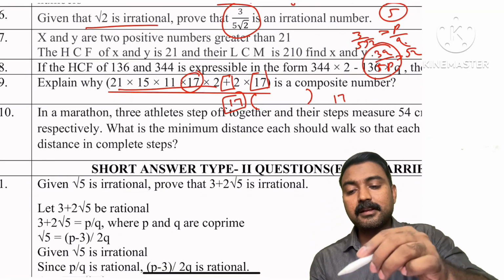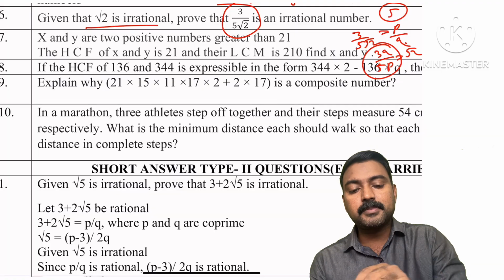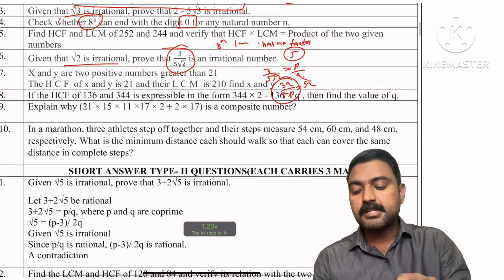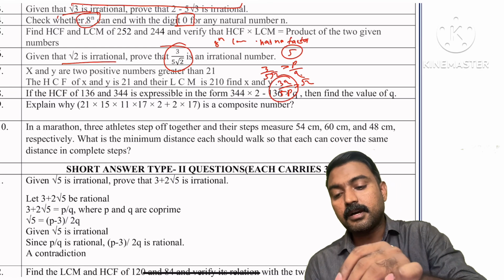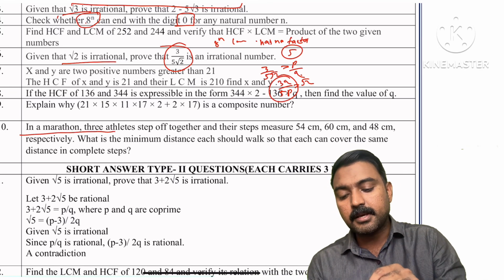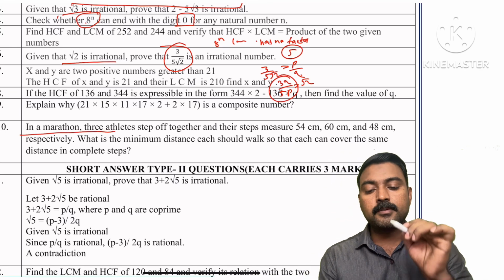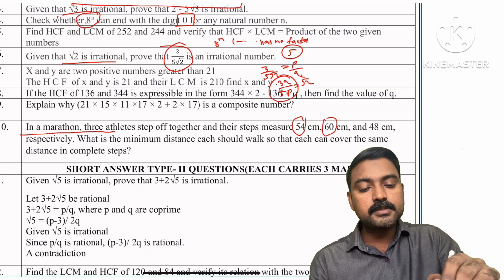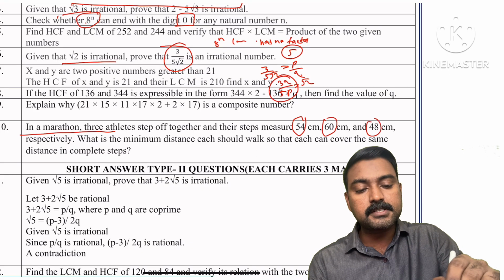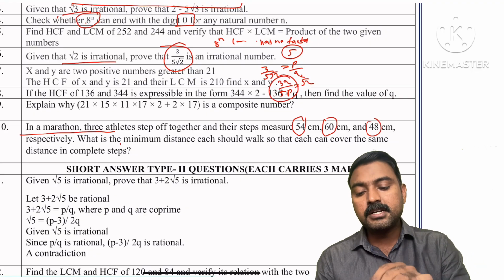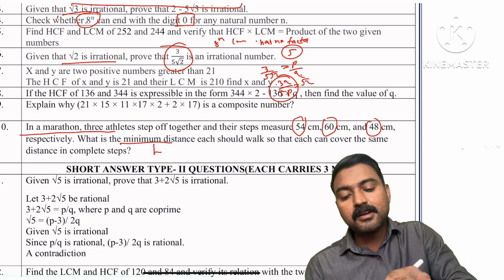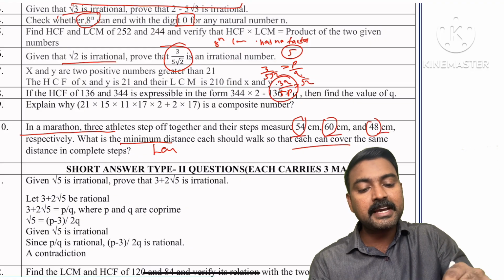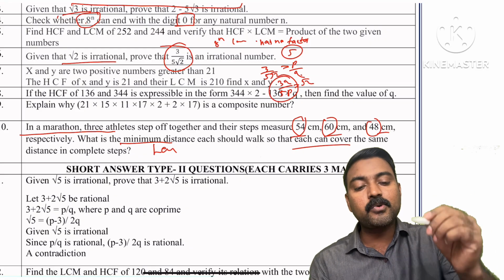Then another type of question we can expect from this chapter is something related to word problems. Here you can see the question. I'm reading question number 10. In a marathon, 3 athletes step off together. Each one's step measures 54 centimeter, 60 centimeter, 48 centimeter. What is the minimum? Minimum, another word is the least, and it should be common for these numbers. Each can cover it, that means it should be common for these 3.